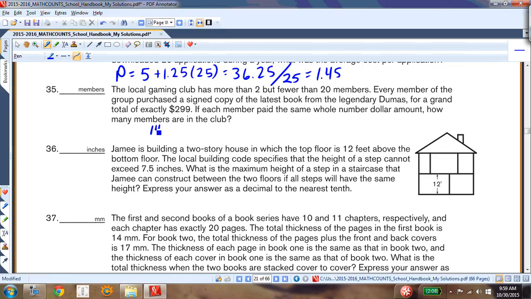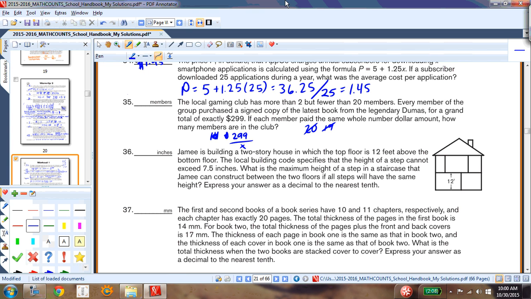I'm going to say 299, that's the total amount that I know was paid, divided by X. Has to give me a whole number. So for example, I start with 299 divided by 20, that's 14.95. So it's not 20, that doesn't give me a whole number for X. It's not 19, that doesn't give me a whole number for X.